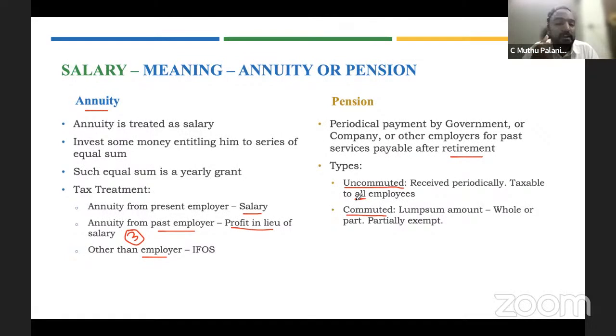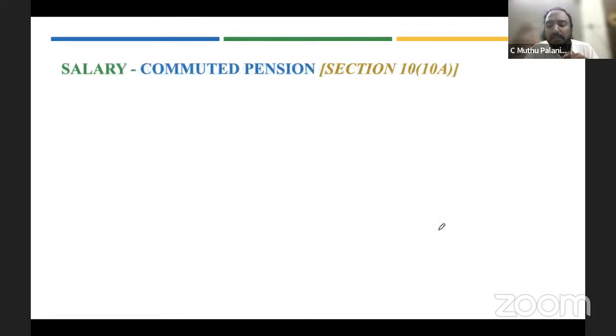But when it is commuted, it is partially exempt for both of them, whole or part. It is partially exempt when it comes to your non-government employees. For government employees, it is fully exempt. We'll see that. So currently, what should you understand? You should understand 2 things. Pension is divided into uncommuted and commuted. Uncommuted means monthly payments, which is taxable for all employees. Commuted means lump sum payment. Part is exempt, part is taxable. So depending on the situation, depending upon the nature, it is partially exempt or partially taxable. So for whom it is partially taxable, for whom it is partially exempt, how do I calculate? All that is what we are going to understand now.